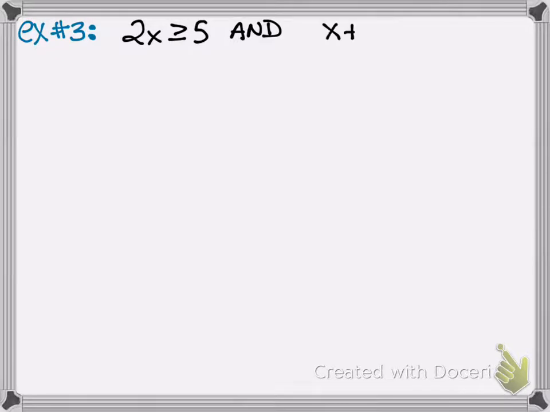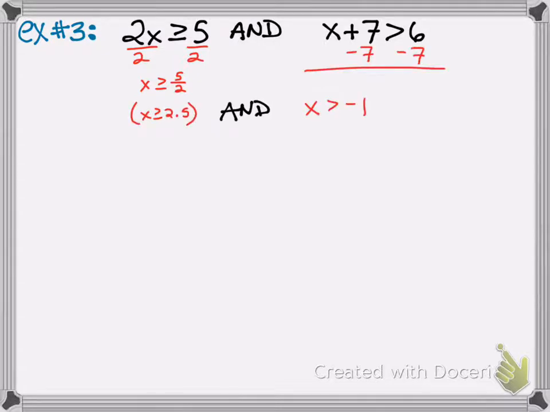Now we're going to move on to and statements. Here's our third example, and note that the word says and this time. We got 2x is greater than or equal to 5, and x plus 7 is greater than 6. Let's solve these. So just in parentheses, I wrote 2.5 because that might be easier for us to see on the number line. And then the one on the right was very simple, just subtract 7 from both sides. My critical numbers are negative 1, and because on a number line we don't use decimals, I did 2 and 3 as tick marks because I know that 5 halves or 2.5 is right in between.